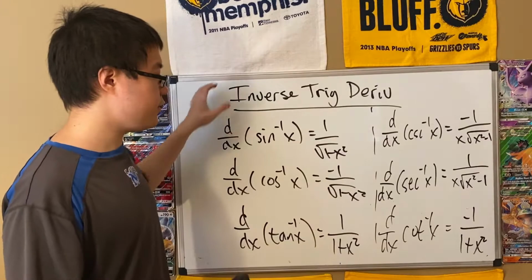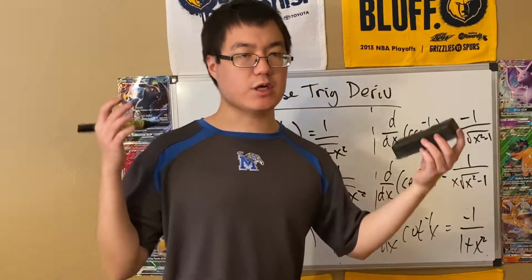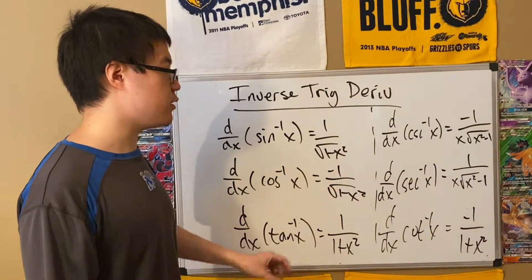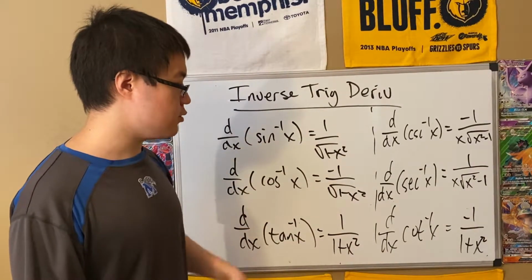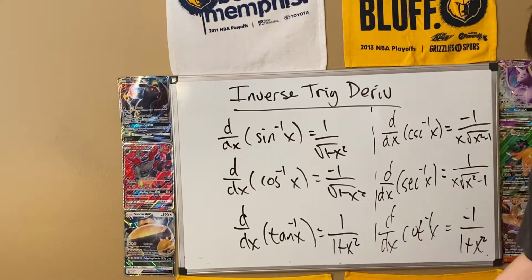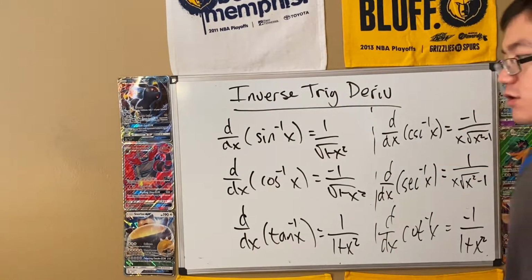And then finally, for these 4, just know the placement. Does it go 1 minus x squared or x squared minus 1? Because unfortunately, those are different. So inverse sine, inverse cosine, 1 minus x squared. Inverse cosecant, inverse secant, x squared minus 1. So these are 6 inverse trig derivatives.